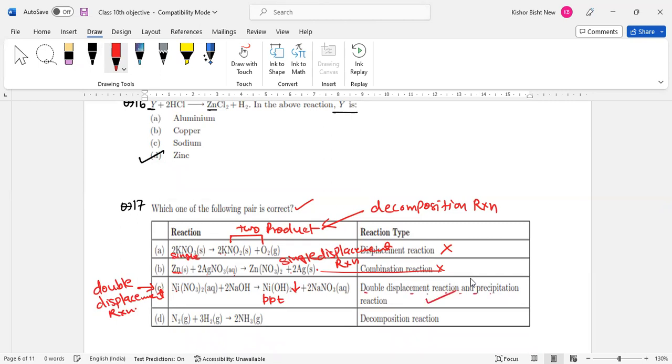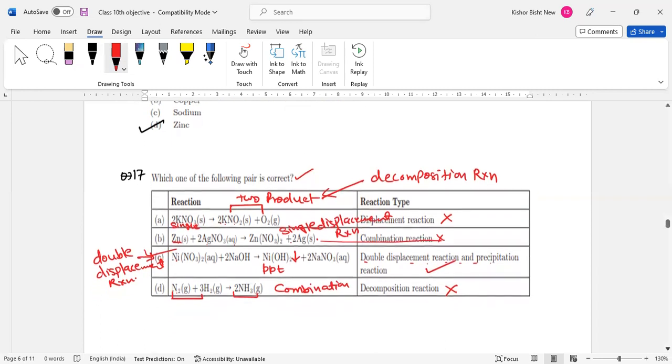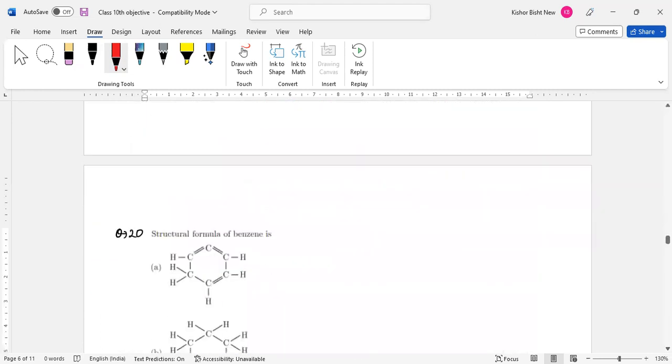Yes, it's correct. N2 plus 3H2 gives ammonia. Here two reactants form a single product. This is a combination reaction, and here it is written as decomposition reaction, so this is also incorrect. So your correct answer is option number C. I am explaining each and every point because this will help you in writing explanation questions of 2 marks and 3 marks. Okay, now come to the next question.